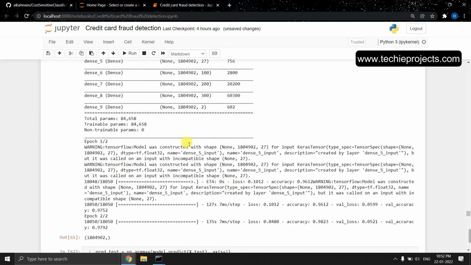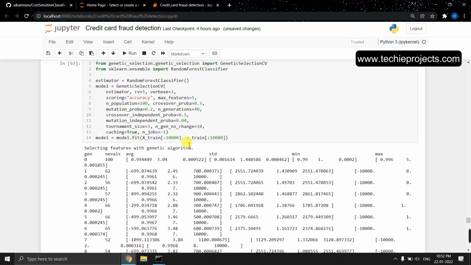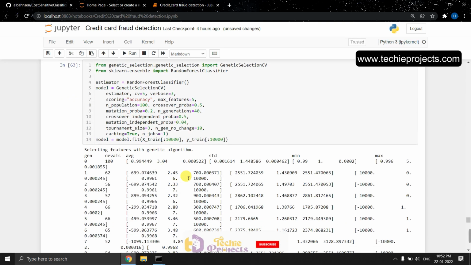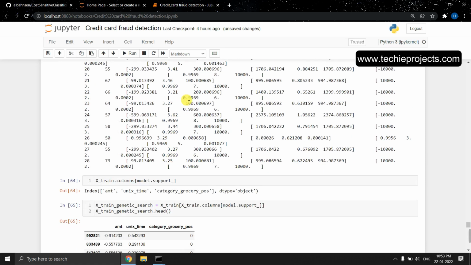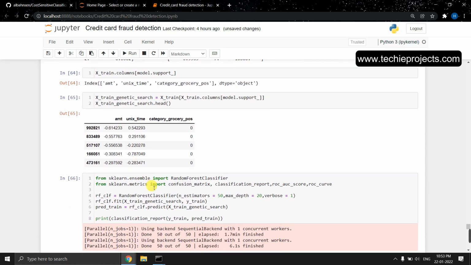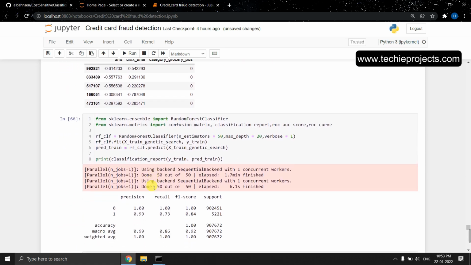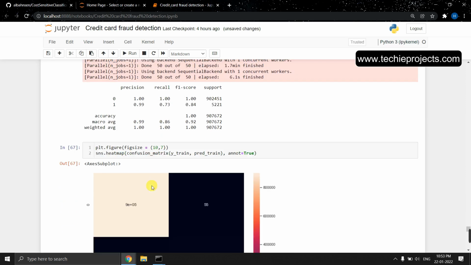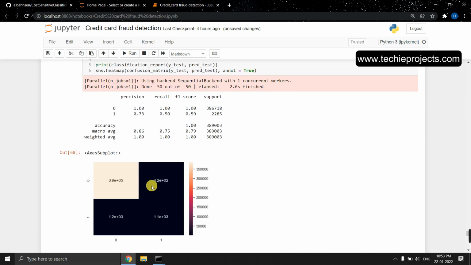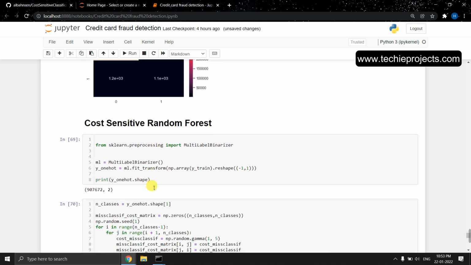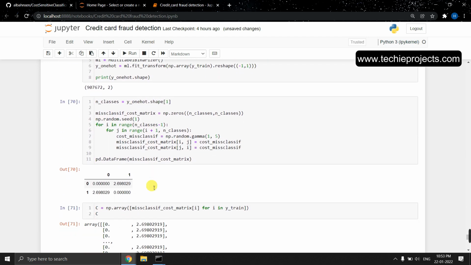Let's scroll down. This is genetic algorithm with random forest. Okay, let's scroll. This will be the graph. Cost sensitive random forest. This is the complete project.